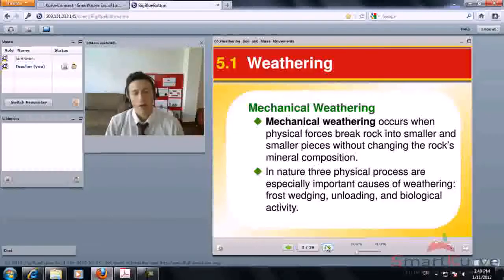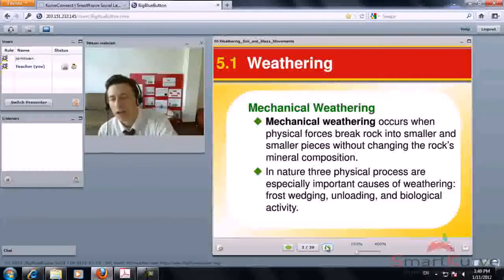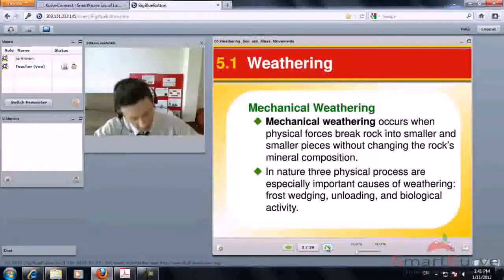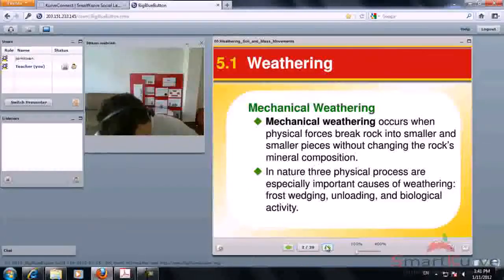Let's look at that. I want to look at a few of those words in there to understand what that means. First, I want to look at that term, break rock into smaller and smaller pieces. What we're talking about here is breaking down. When we talk about breaking down something, that means we break it into smaller or simpler pieces.